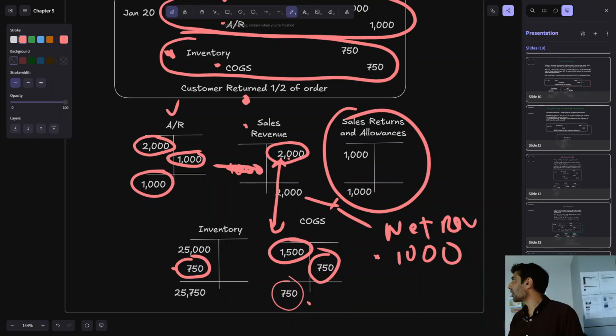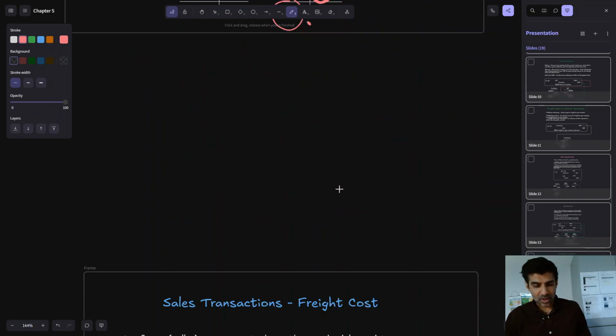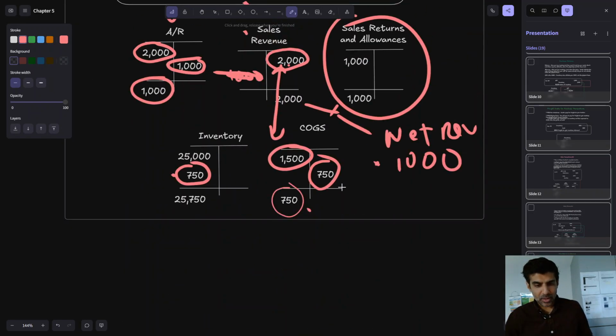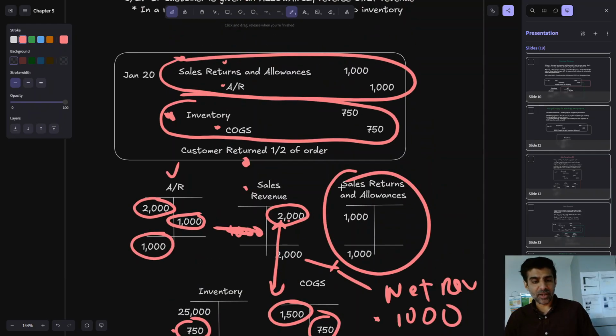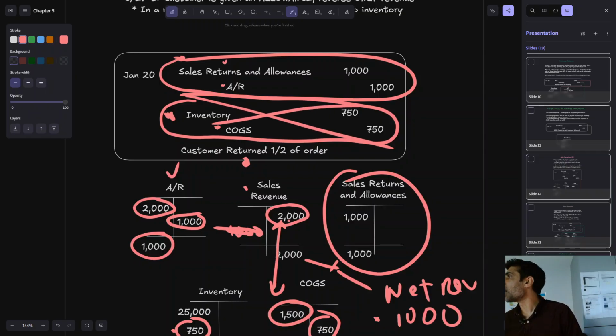So the key thing to remember is when you're purchasing inventory, returns and allowances are the same. When you're selling, it's going to be different depending on whether it's a return or an allowance. Okay, so if instead of the customer returning half, you gave the customer an allowance for half, you would just not have this part because you would not have gotten that item back.